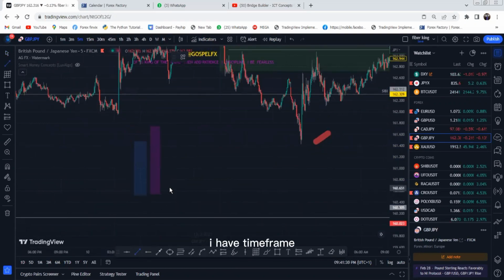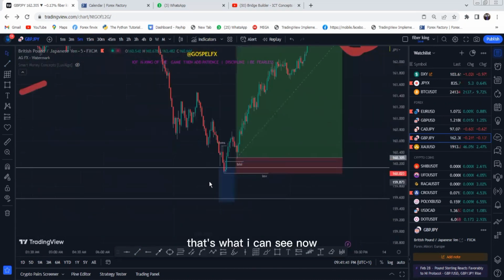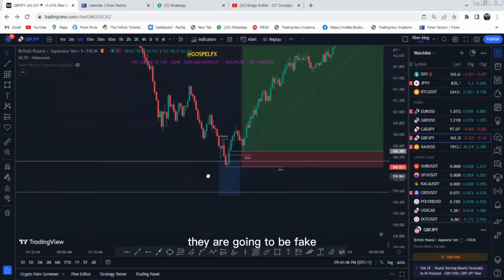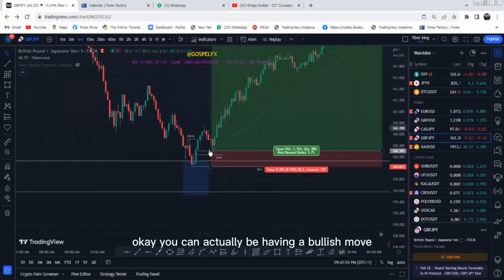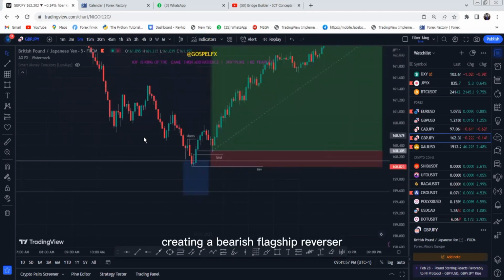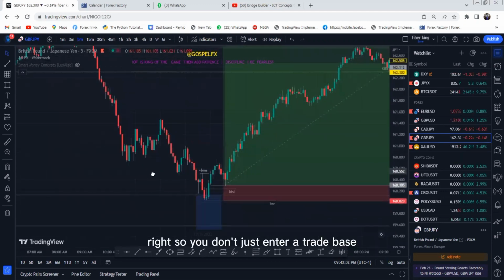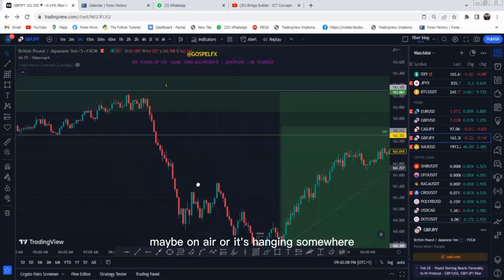It's mostly higher time frames, the daily, the weekly, and the monthly charts. That's what I can say. Now, even on small time frames, there are going to be fake flagship reversals on both sides of the market. You can actually be having a bullish move, but you notice price creating a bearish flagship reversal. So you don't just enter a trade based on a flagship reversal that you have seen somewhere. You just take the trade? No.